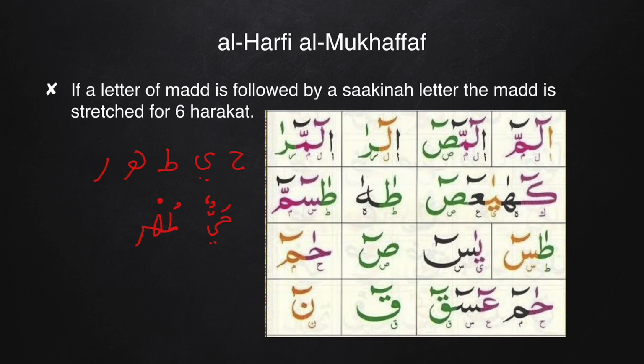All the rest of the letters in the huruf muqatta'at are stretched for 6 harakat. And of course, not alif either, because alif is always read as alif. Hayyun tahr is always stretched for 2 harakat. Alif, of course, is not stretched at all, it's alif. There's no mad in the word alif. So the rest of the letters are stretched for 6 harakat. This is because of mad lazim harfi mukhaffaf. Because if a letter of mad is followed by a sakina letter, then the mad is stretched for 6 harakat.